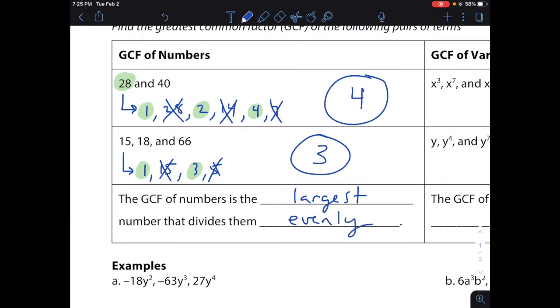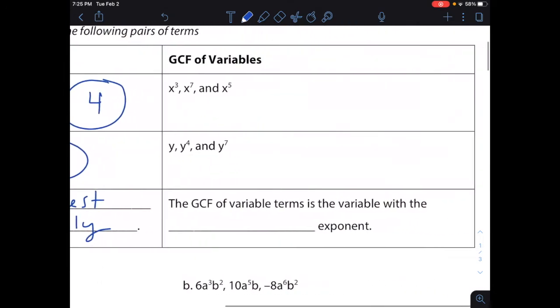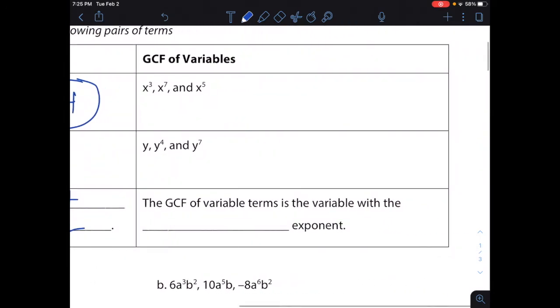Okay, so that's really important that it's divided evenly. We don't want any decimals or anything like that. So when you're looking at the numbers, you just want to look for the largest number that divides them evenly. All right, so now we're going to deal with variables too.